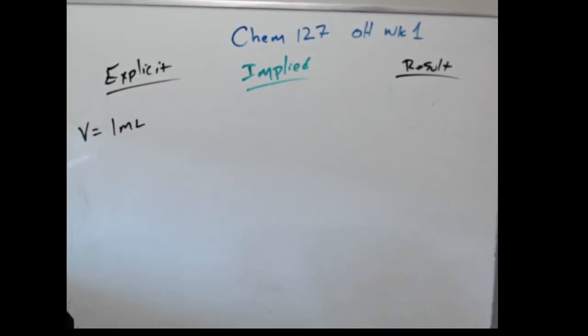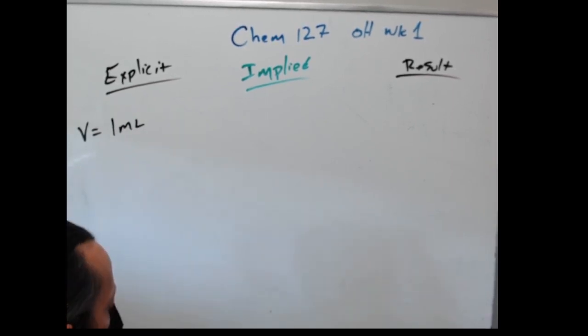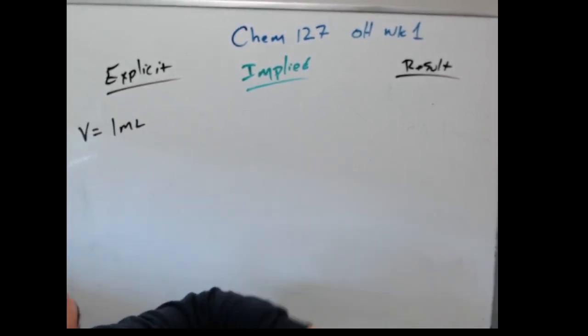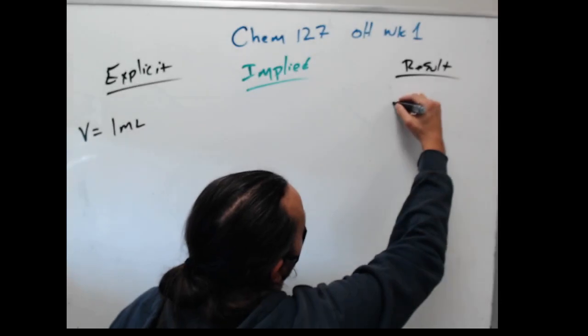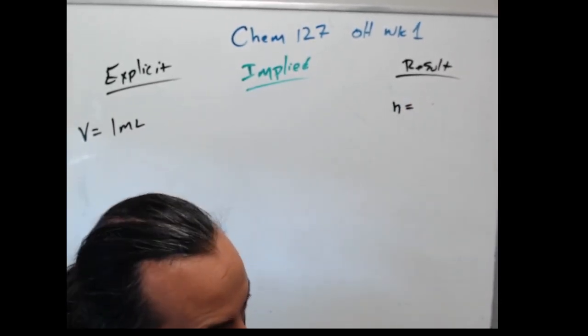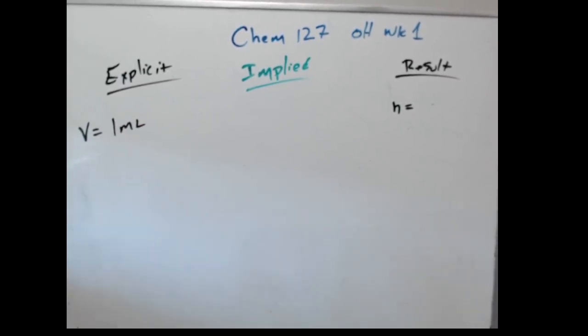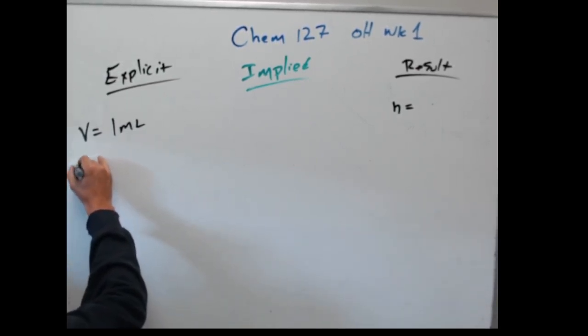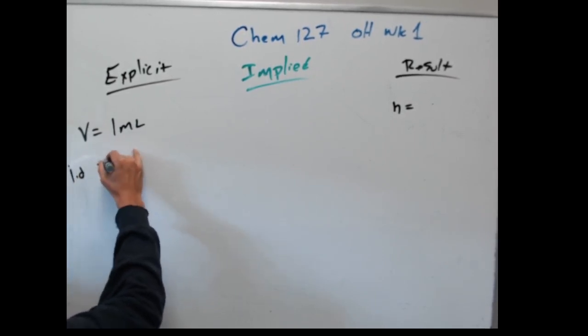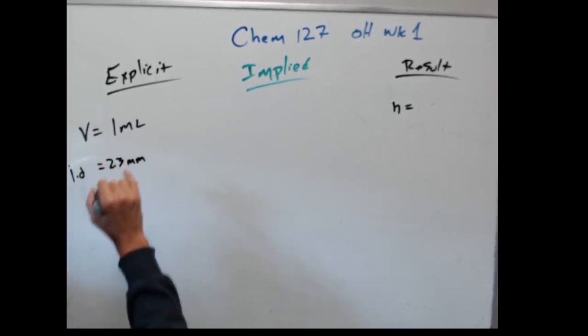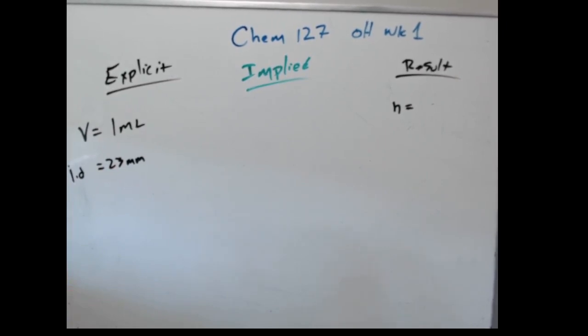Now, how else? There's some information. So I like to do my thinking in these 3 things. We want to know the height separation between the marks. That's what we're trying to get for a result. The explicit information we're given, the only explicit information we need so far, actually, we need that inner diameter as well. The inner diameter is 23 millimeters. Right? And then there's some information that's implied.